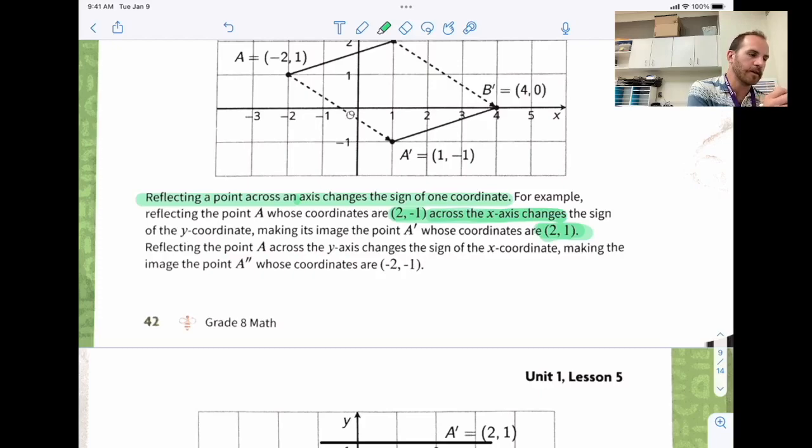Same with the y-axis. If we go across the y-axis, the sign of the x-coordinate will change. So it will become -2, -1 instead of 2, -1, right? You see that? We go from this here across the y-axis, and now the x-coordinate changes. We go across the x-axis, the y-coordinate changes. Kind of backwards from what you'd think. Okay? Great. Let's go on to the next bit.